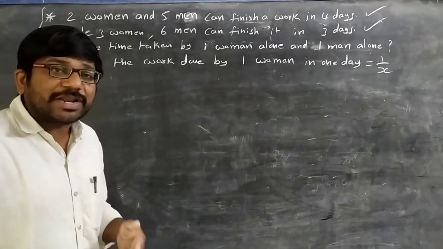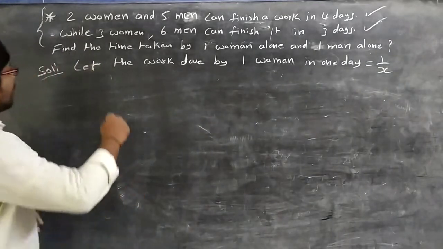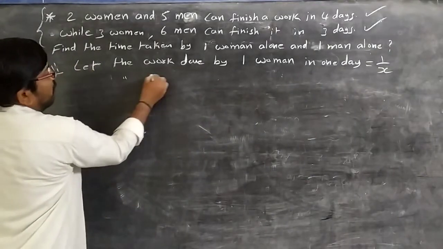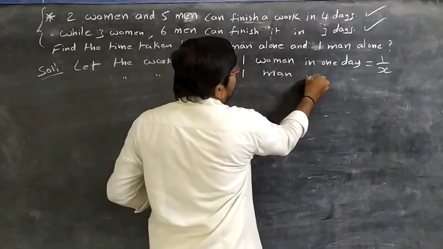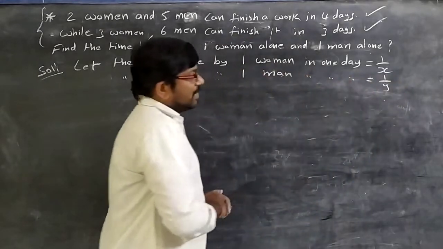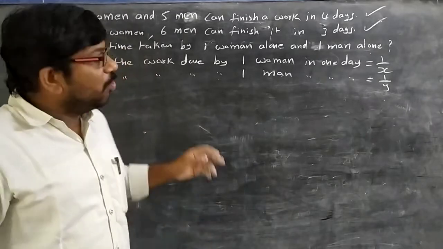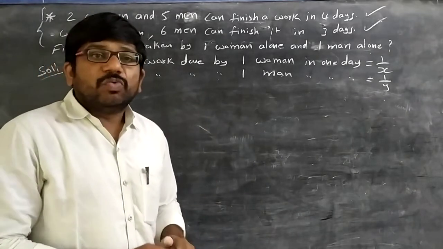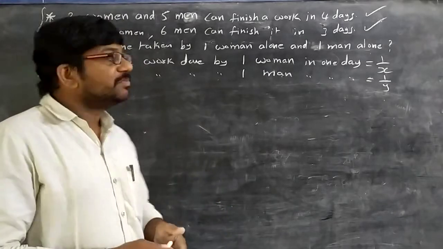How much portion of work is done in one day means 1 by x. In the same way, the work done by one man in one day is 1 by y. So that is very important. In doing such type of problems, we have to convert the work done into one day portion.